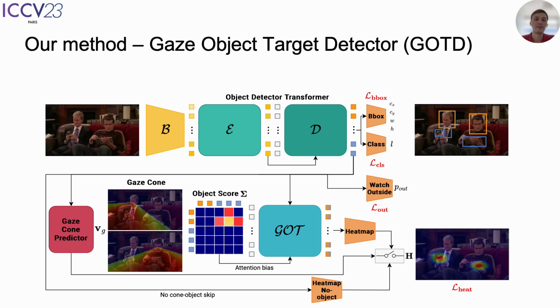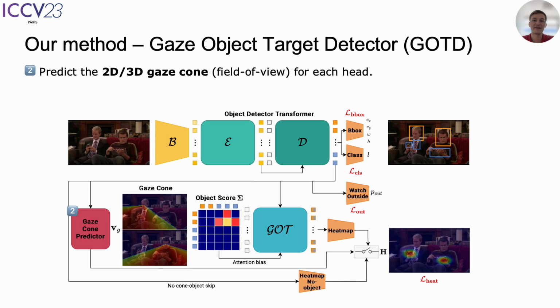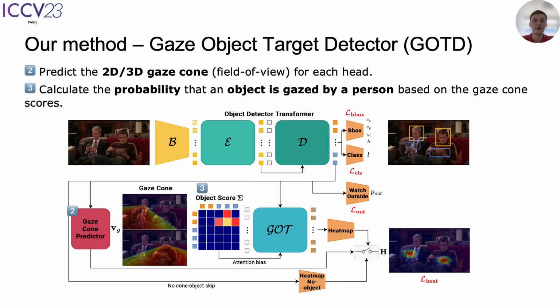Here is an overview of our complete network for object-aware gaze target detection. We begin by employing an object detection transformer to identify and classify objects and people's heads within the image. Then, we predict a gaze vector and a gaze cone for each person. And if that data is available, our network can be trained to predict a 3D gaze vector, which enables us to calculate object scores within a 3D gaze cone. We can think of the gaze cone as a person's field of view, allowing us to identify the objects they are most likely looking at.